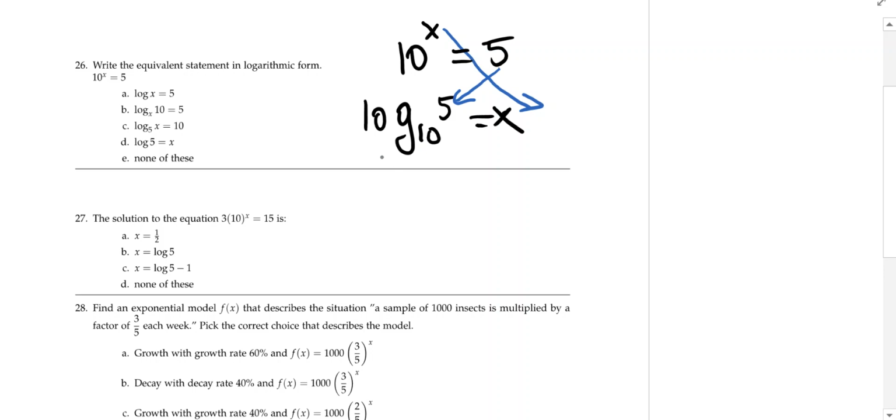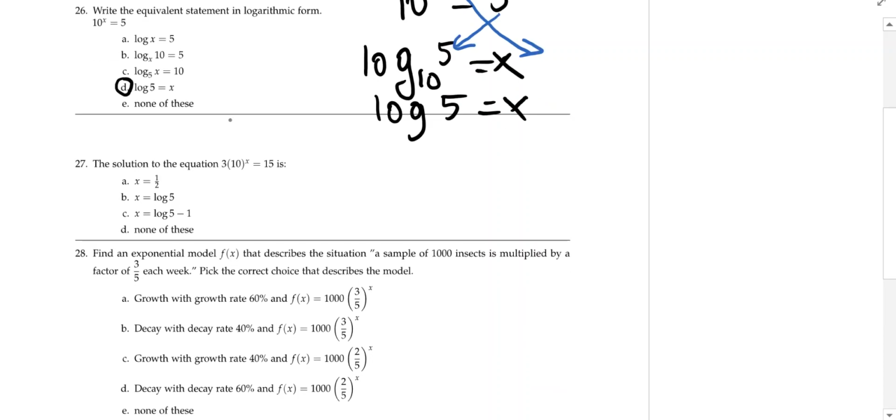But we don't write the base 10, so this is simply log of 5 equals x, which is D. Find the solution of this equation.